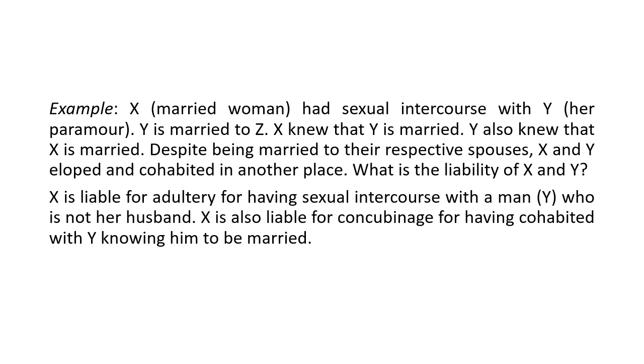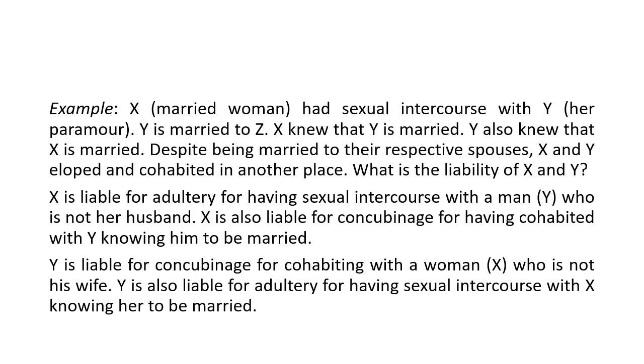X is liable for adultery for having sexual intercourse with a man who is not her husband. X is also liable for concubinage for having cohabited with Y knowing him to be married. What about Y? What is the liability of Y? Y is liable for concubinage for cohabiting with a woman who is not his wife. He is also liable for adultery for having sexual intercourse with X, knowing her to be married.